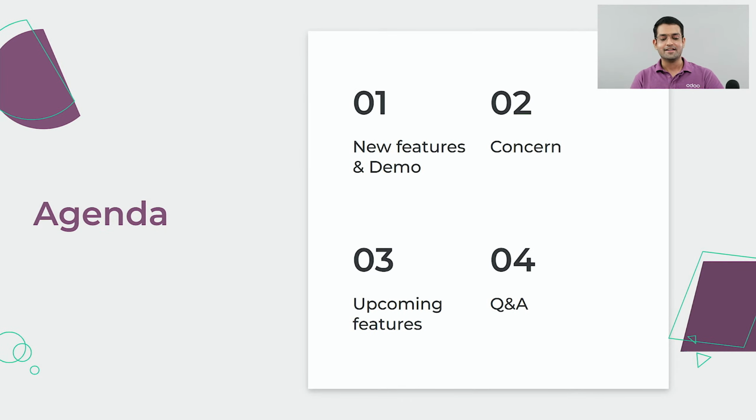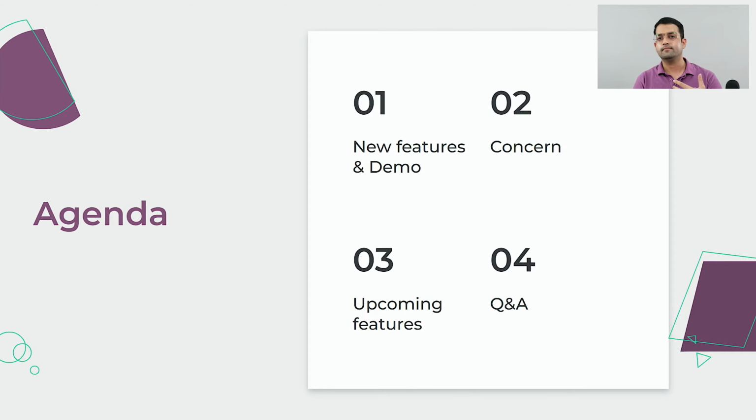Okay, moving on. So the agenda for today is we'll be focusing on the new features and demo. Secondly, we'll address a concern on the tax report, from what we heard before on the auditing part of it. Third, we'll be talking about what's next. What is phase two about? How are we going to be building on the existing features? What is upcoming? And lastly, we'll end up with a Q&A.